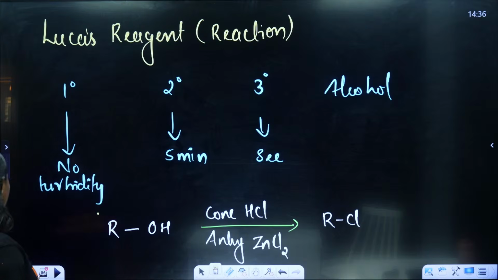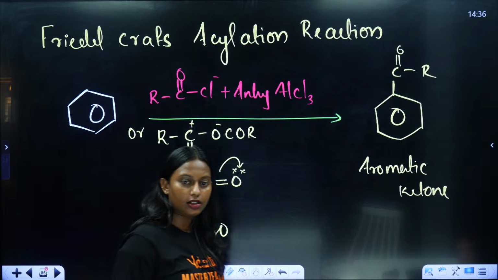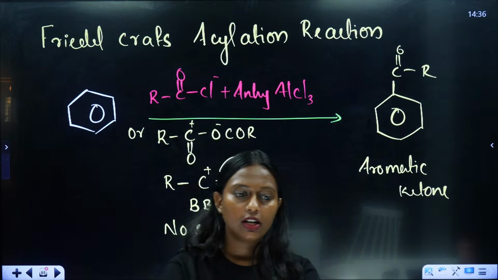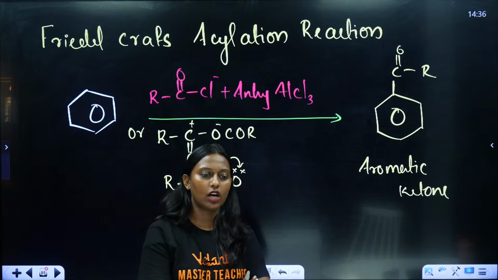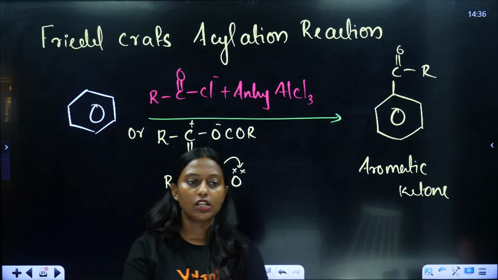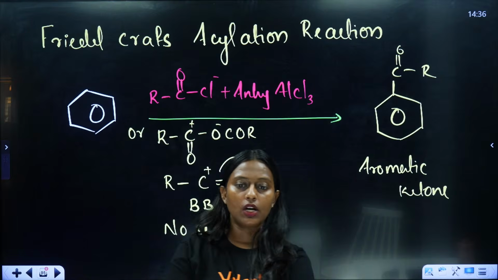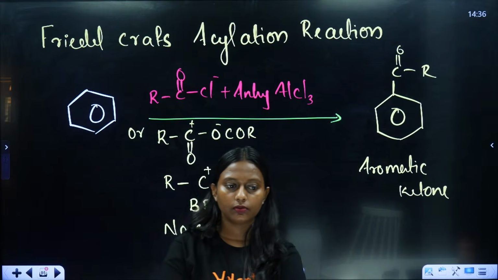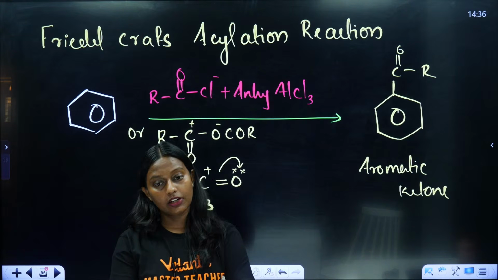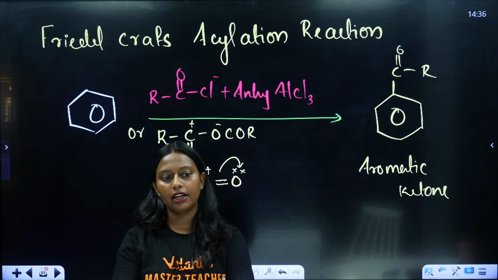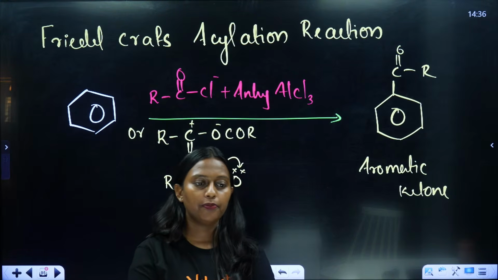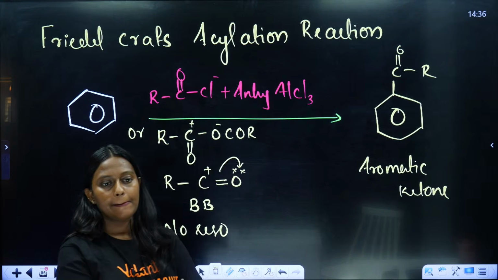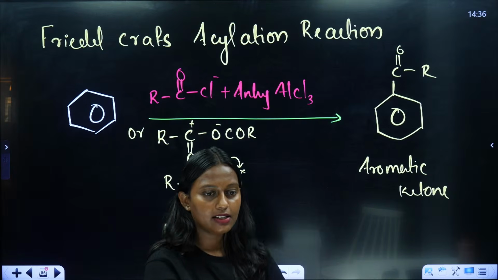So next is Lucas test. Tell me, guys, what is Lucas test and what is Lucas reagent? Tell me in the chat box, quickly. Lucas test is the test for alcohol to identify primary, secondary and tertiary alcohol. Lucas reagent is zinc chloride only, ZnCl2.